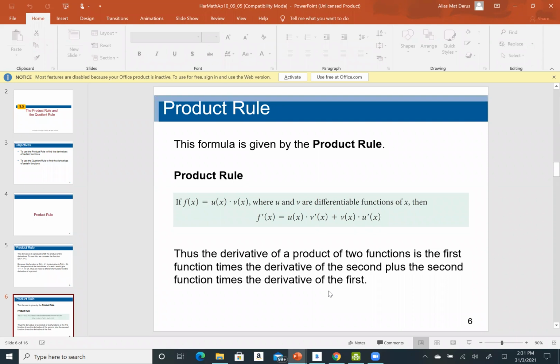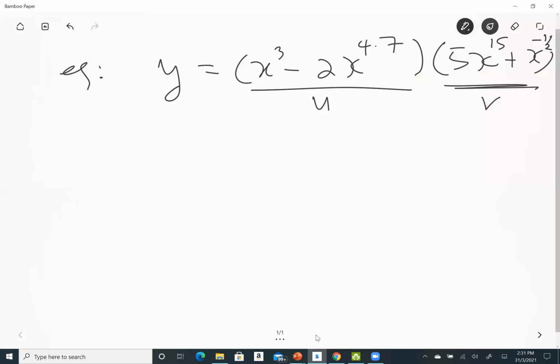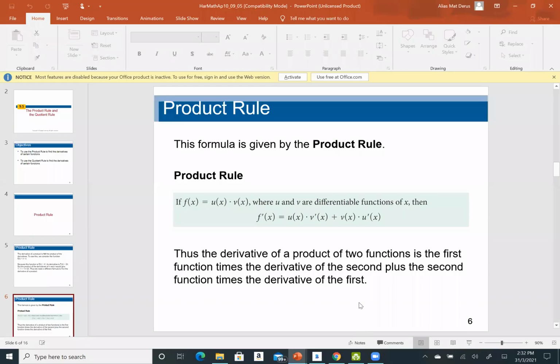In other words, you differentiate one term multiplied by the other, plus I differentiate the other term multiplied by the first term. Normally I prefer to write it this way. So I have y equal to u times v. y prime is equal to what? u prime v plus v prime u. In other words, I differentiate u times v plus I differentiate v times u. But it's the same as what you have here in the slide.